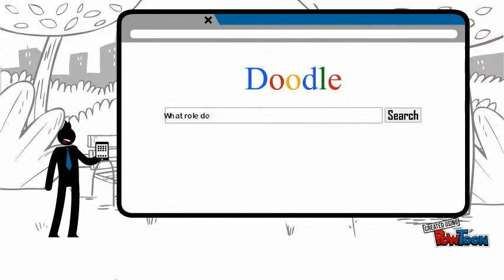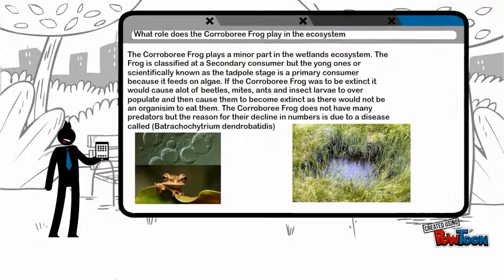What role does the Corroboree frog have in the ecosystem? The Corroboree frog plays a minor part in the wetlands ecosystem. The frog is classified as a secondary consumer, but the young ones, scientifically known as the tadpole stage, are primary consumers because they feed on algae. If the Corroboree frog were to go extinct, it would cause a lot of beetles, mites, ants and insect larvae to overpopulate and then cause them to become extinct as there would not be enough organisms to eat them. The Corroboree frog does not have any predators, but the reason for the decline in numbers is due to a disease.